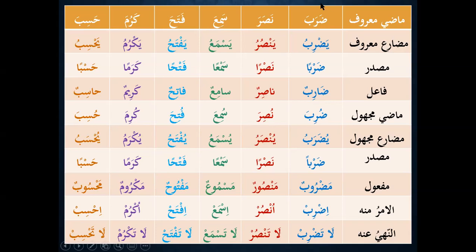So the way you memorize them is ضَرَبَ يَضْرِبُ ضَرْبًا فَهُوَ ضَارِبُ وَضُرِبَ يُضْرَبُ ضَرْبًا فَهُوَ مَضْرُوبُ الْأَمْرُ مِنْهُ اِضْرِبْ وَالنَّهْيُ عَنْهُ لَا تَضْرِبْ. So, Madi, Mudari, Masdar, Ism Fa'il, Majhul form, passive voice, and Majhul Mudari, and likewise Masdar again, because Masdar of Majhul is different than the Masdar of Ma'roof, but the scale doesn't change. Madroob is Maf'ool, Amr the command, and Nahi the prohibition. So it carries on with all of those.